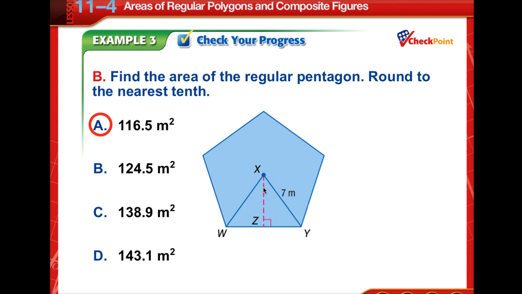To find the side and the apothem, we're going to have 7 sine of 36, and we're going to have 7 cosine of 36 degrees. So our side is 8.22. The apothem is 4.11. The perimeter is 5 times 2 times 5.66. Substitute that all into the formula and you get 116.5 square meters.